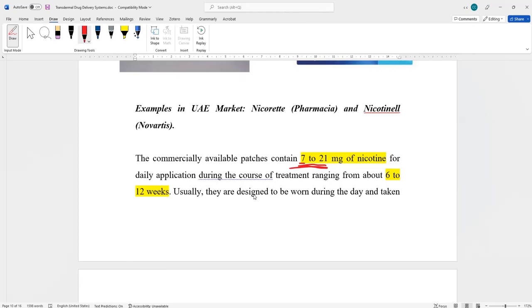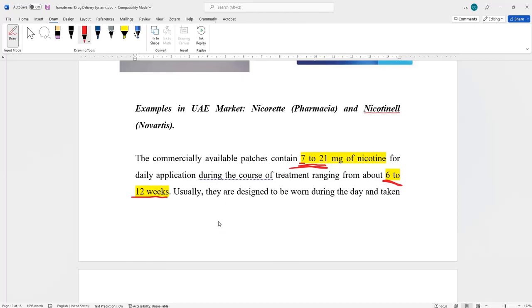But what is the highest dose? Do you start with 21? Not necessarily 21. If the smoker is not a heavy smoker, you might start with less than 21. So the starting dose depends on how heavy the smoker was. That's why the period for administration and therapy extends from 6 to 12 weeks depending on how heavy the smoker was.